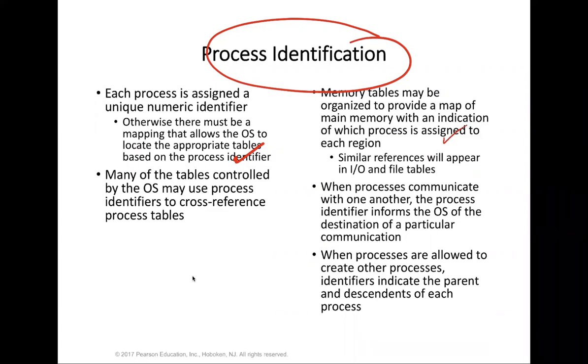When processes communicate with one another or with other processes, the unique identifier for each process is used to inform the operating system about the source and destination of the communication. Also, when processes are allowed to create other processes, we need the process identifier to tell which process is a parent and which process is a child. In addition to the process identifier, a process itself may be assigned a user identifier that would indicate the user responsible for a job.